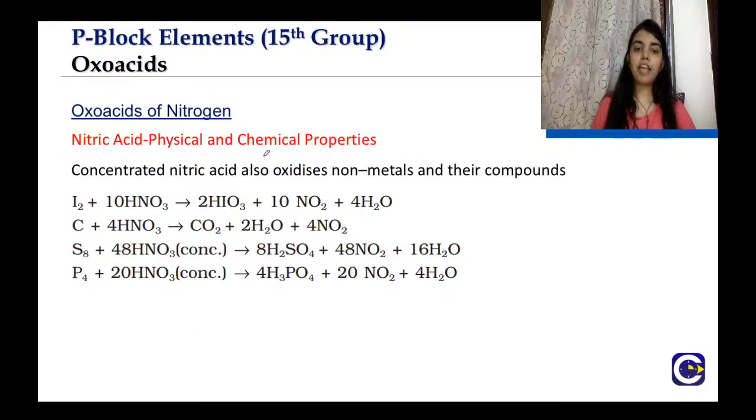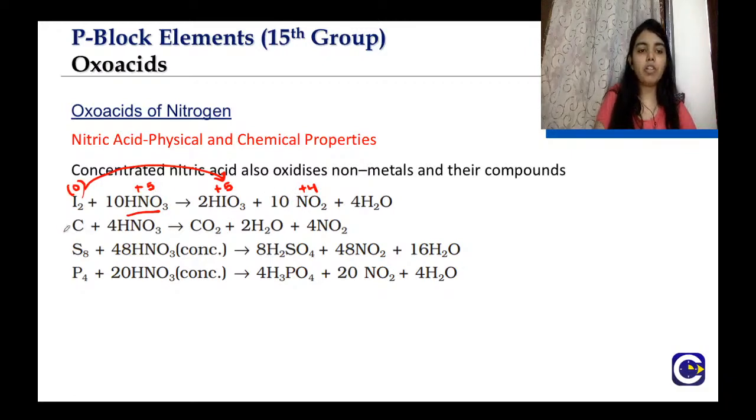Now, concentrated nitric acid also oxidizes non-metals and their compounds. Here, if you see, iodine has an oxidation state of 0, but here the oxidation state of iodine is +5. As the oxidation number is increasing, it is being oxidized. While in HNO3, the oxidation state of nitrogen is +5 and here it is +4. That means it is being reduced. So, here HNO3 is acting as an oxidizing agent.